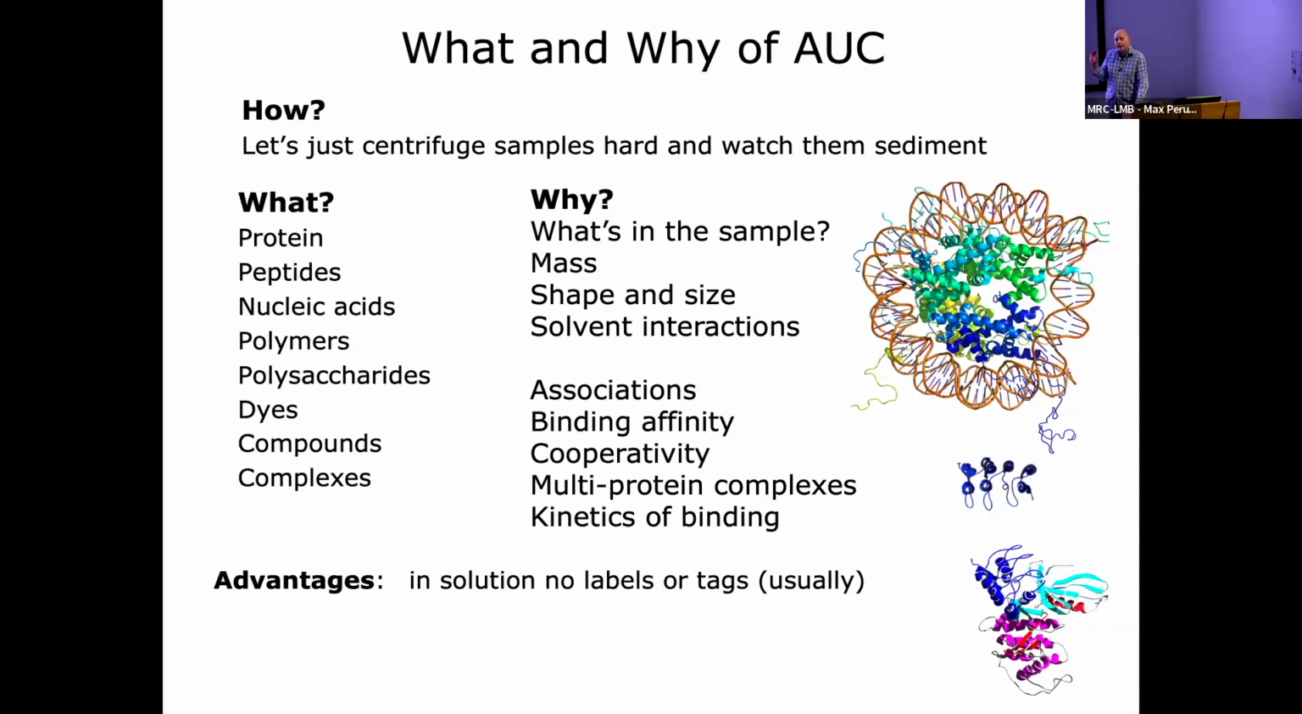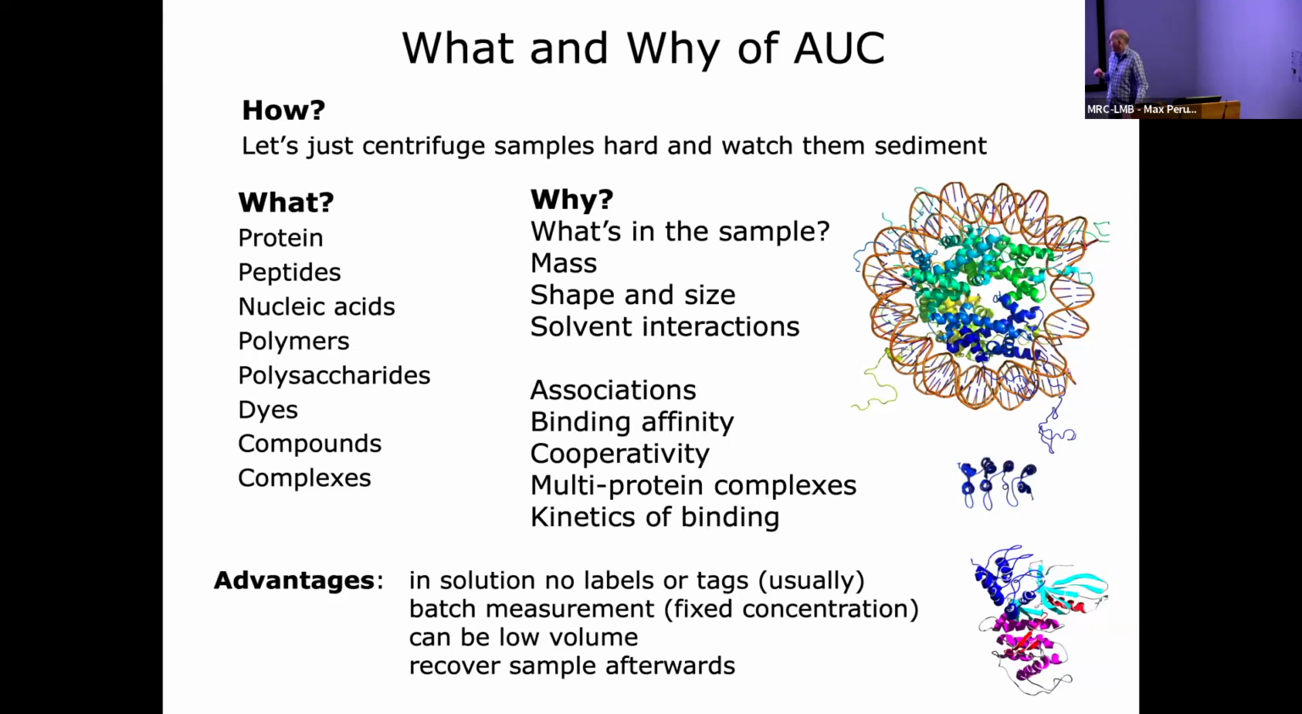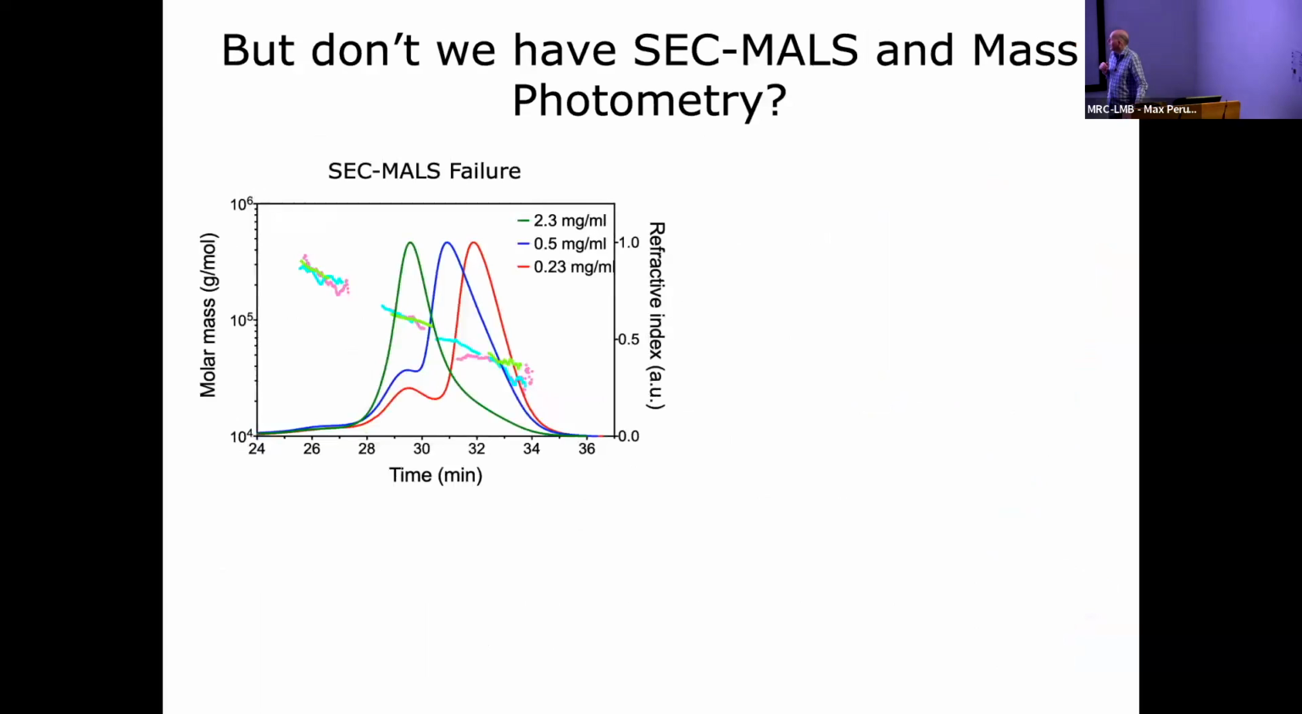And the advantage is it's in solution. There are usually no tags or labels, unless I talk about the fluorescence detection system in a minute. And it's a batch measurement, so you've got a fixed concentration. What goes into your sample is what you're going to run, so there's no dilution. With the fluorescence technique, it can be a low volume. And the good thing is, when I finish my experiment today, I can recover the samples and we can use them for other things.